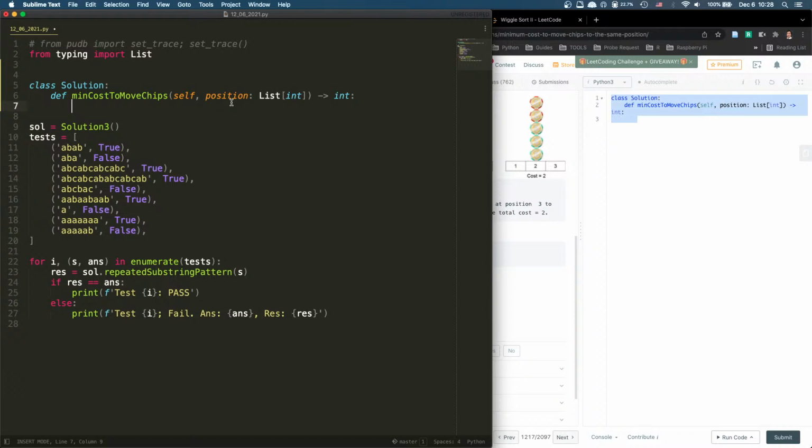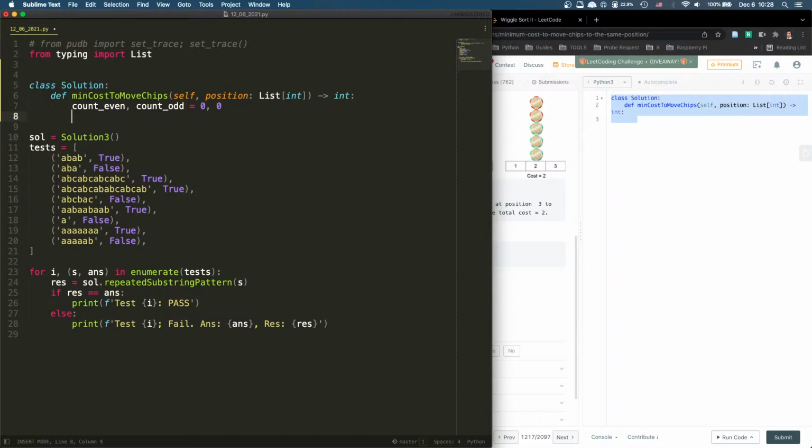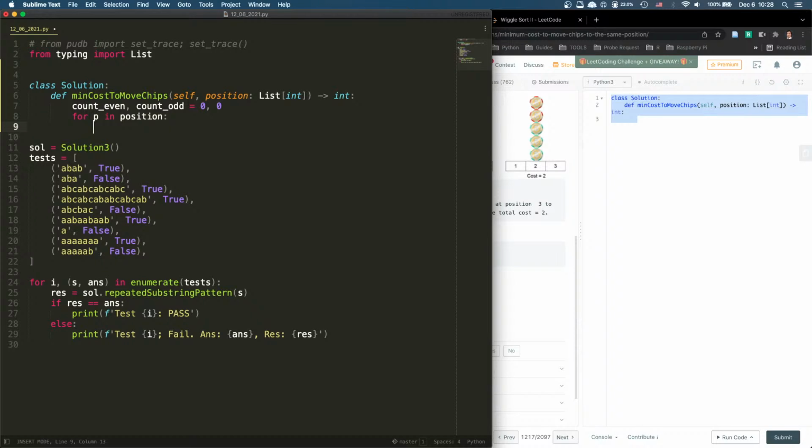It's not enough. All right, so basically what we need to do is count even and count odd, right? Both are 0. And we'll say for p in positions. Can we do better?